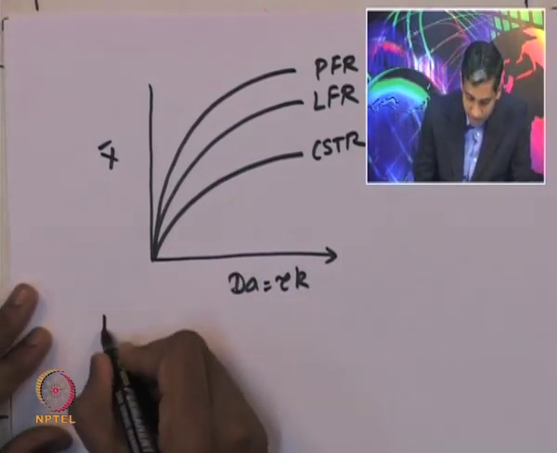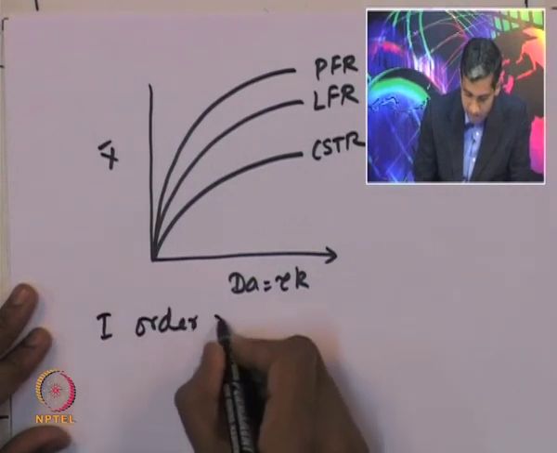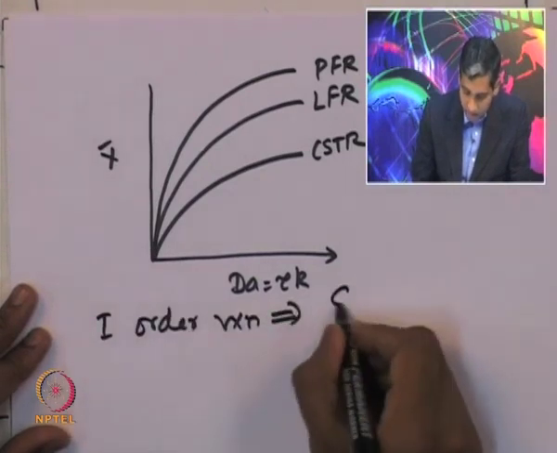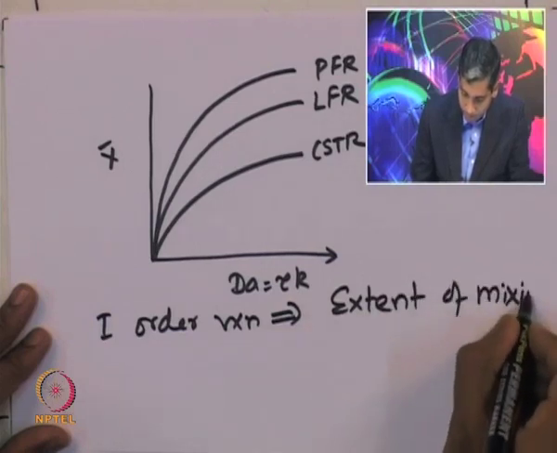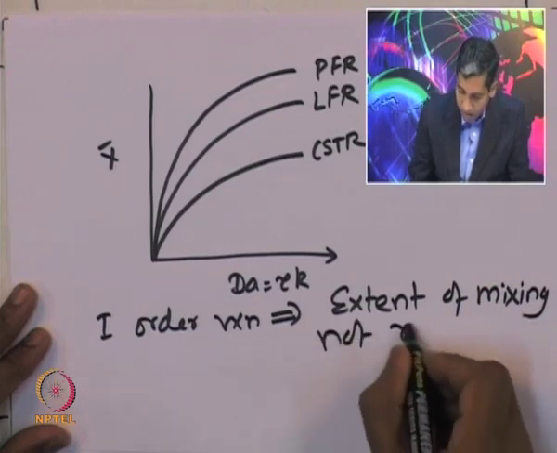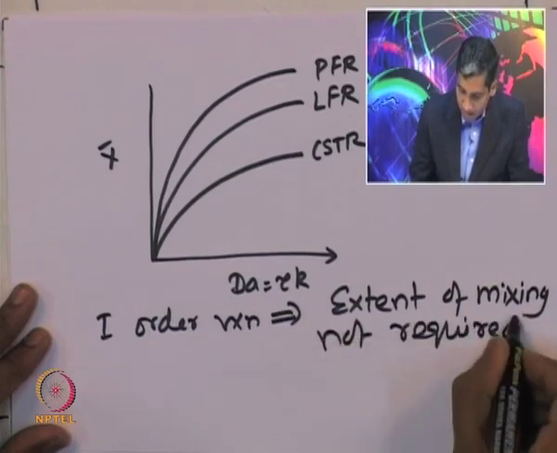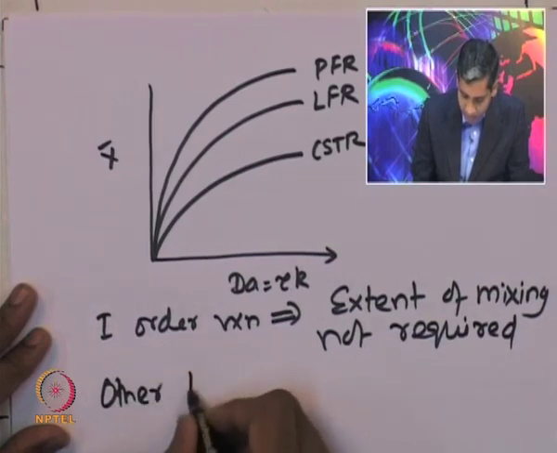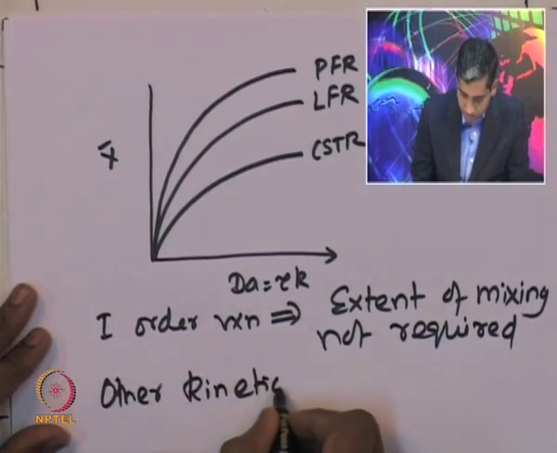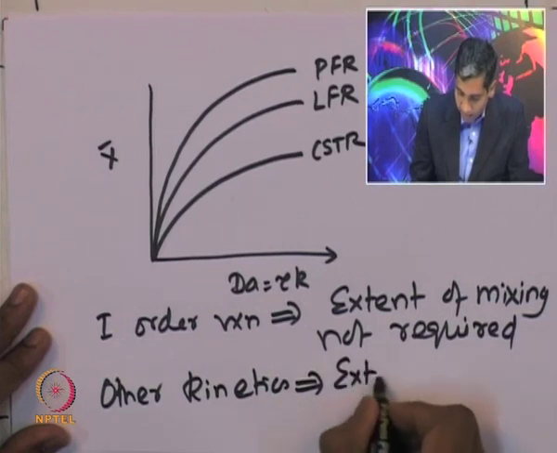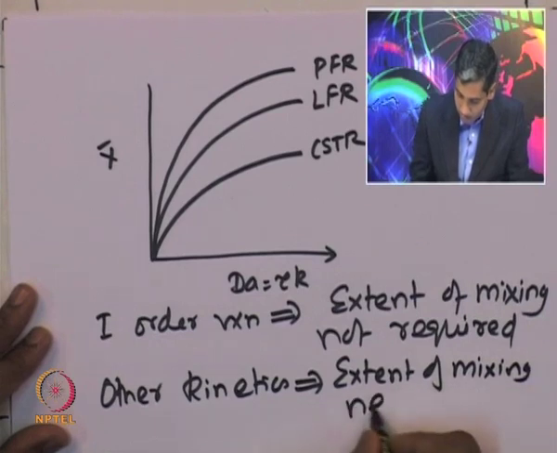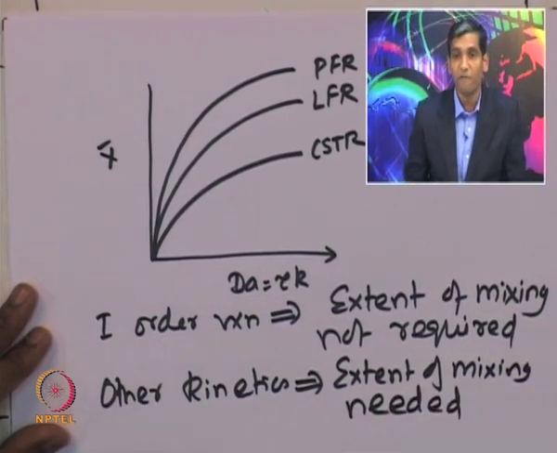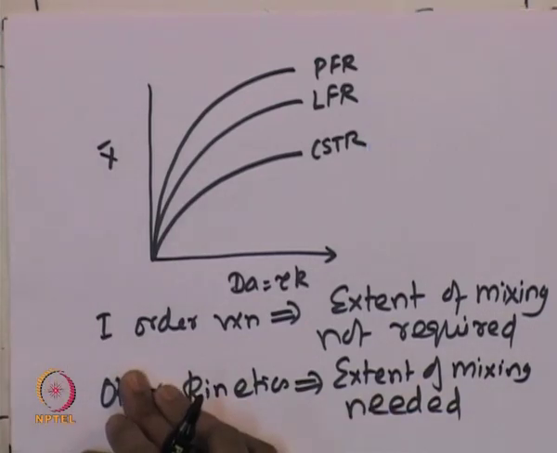So, what it suggests is that for a first order reaction, the extent of mixing is not required, while for other reactions, other kinetics, the extent of mixing plays an important role. So, extent of mixing actually plays an important role, and it is required in order to predict the conversion of the non-ideal reactor.